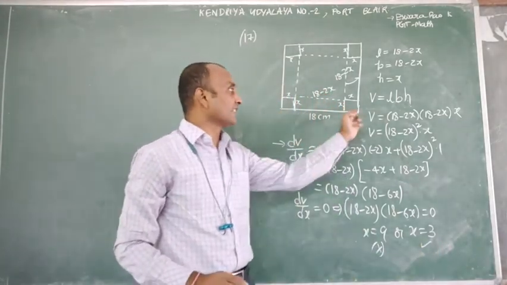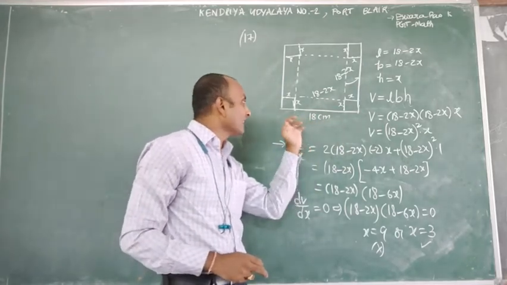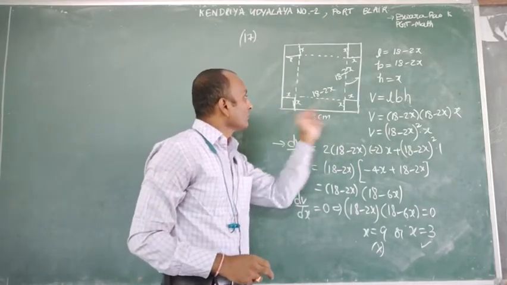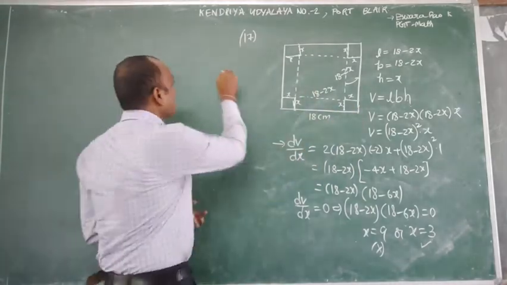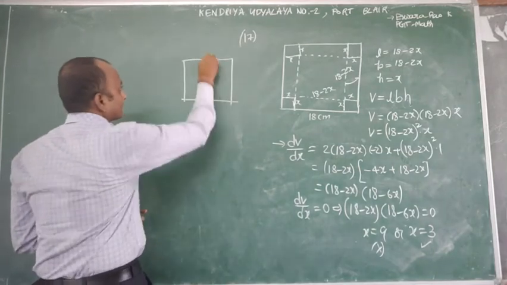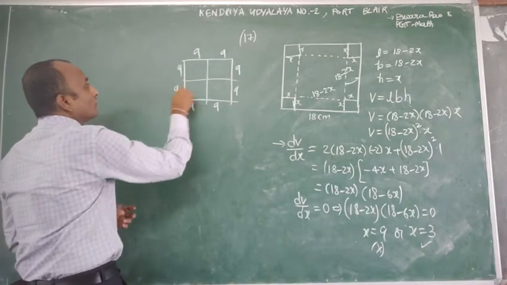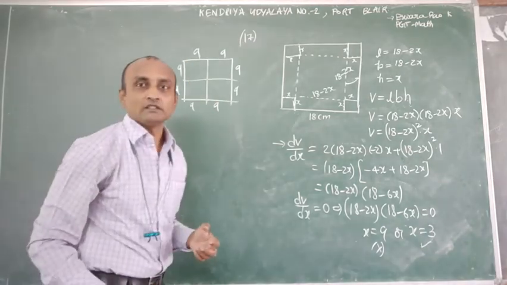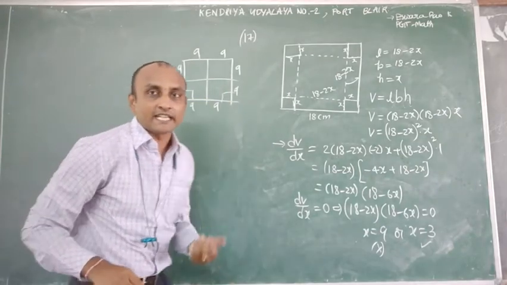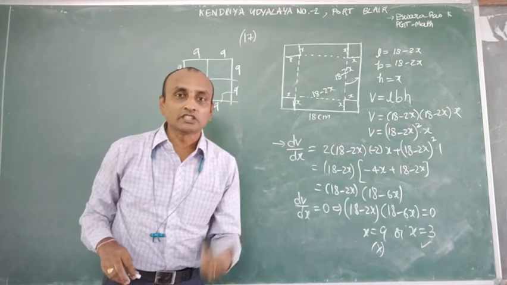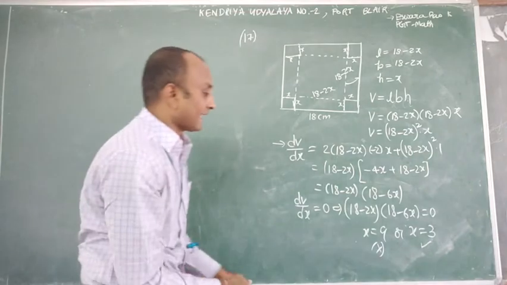What is the length of the side of the square given? The side of the square is 18 cm. When I take 9 cm, this will become four squares in our hands. Then you don't get any open box when you fold it out, because there is no base. So if I take 3, then I get a box. That's why 9 cannot be accepted, because the volume of the box becomes 0. So we should take x is equal to 3.